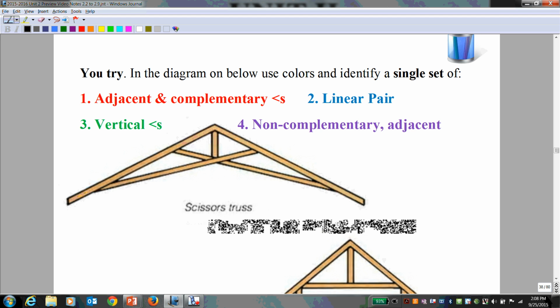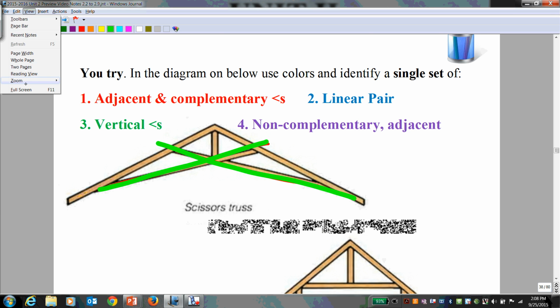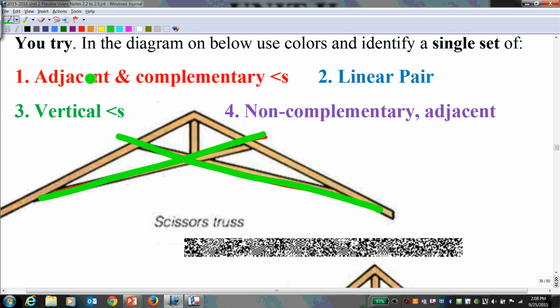So I'll do the first one. First one, the easiest ones to spot are vertical, because anytime you have a straight line, they're vertical. Oop, let's keep my color straight. We're supposed to do that in green. So I have vertical angles there.